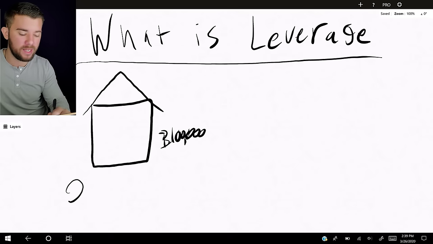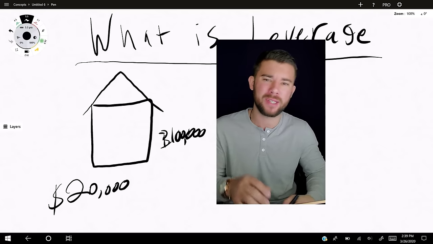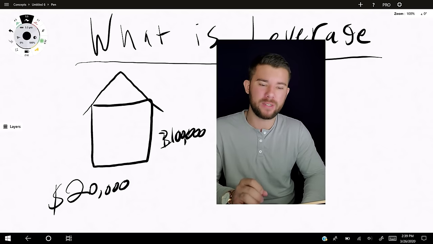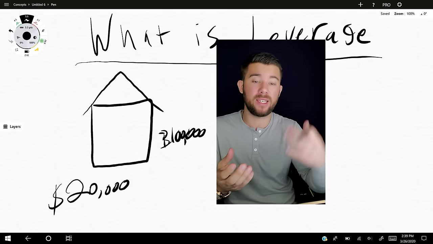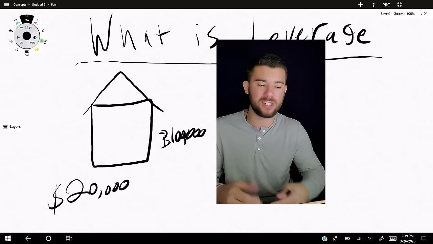You need $20,000, right? So let's say you come across the greatest bank in the world and they come up to you and say, hey, we know you want this property. What we're going to do is take your $20,000 and give you this $100,000 piece of property. You can hold it as long as you want.